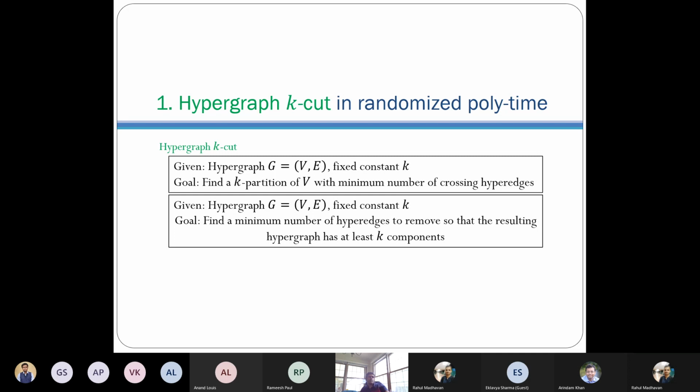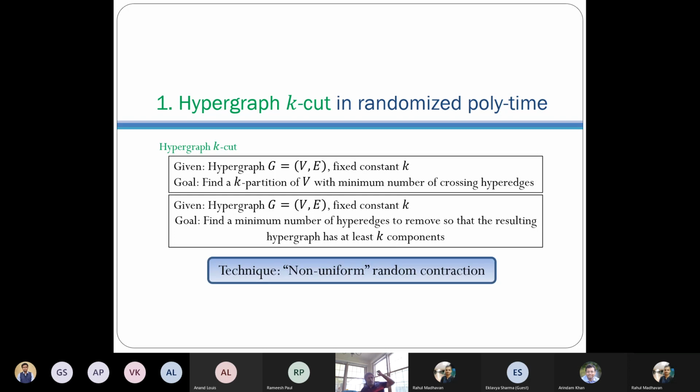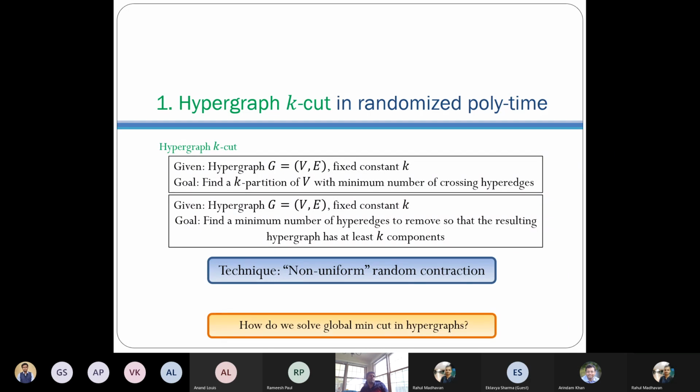So this is the version that we will think about to design this randomized algorithm for hypergraph KCut. The main technique that we introduce here to solve this problem is non-uniform random contraction. To describe this technique, let's think about the special case of K equals 2. How do we solve the hypergraph 2-cut problem? K equals 2 corresponds to global min-cut in graphs. So I'll spend a good chunk of the remaining time telling you how to solve global min-cut in hypergraphs via this random contraction approach.